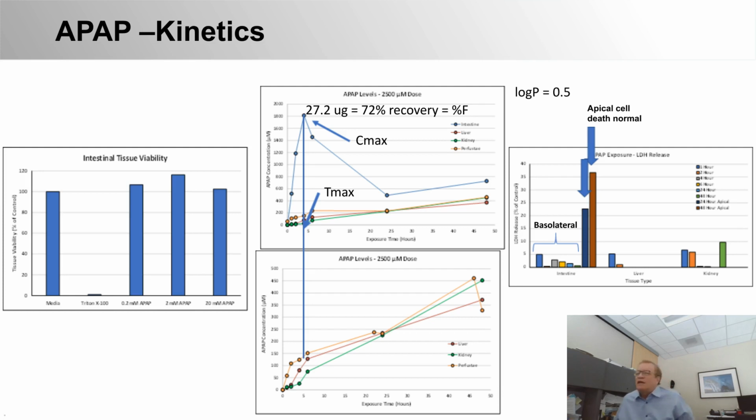Now, this graph has a lot of information, but let's just start on the left. The bar graph on the left is just telling us that the intestinal tissue is healthy. This is over several different exposures of acetaminophen, and you can see that the viability remains quite high, and the one that's quite low was the positive control, which is Triton X. In the middle, we have the kinetic data. The upper graph shows the absorption across that intestinal barrier and the elimination. The lower graph is a blow-up of the other organ compartments, which are liver, kidney, and the simulated blood. In this case, we labeled it perfusate.